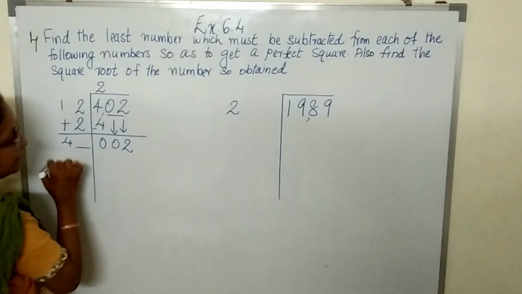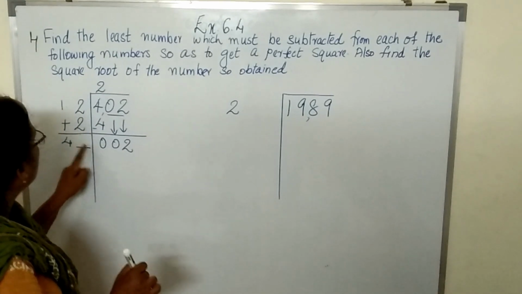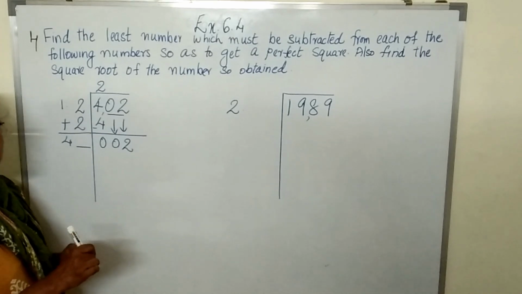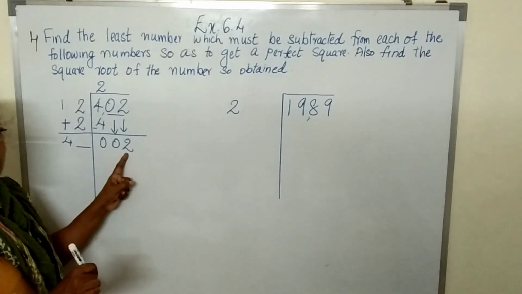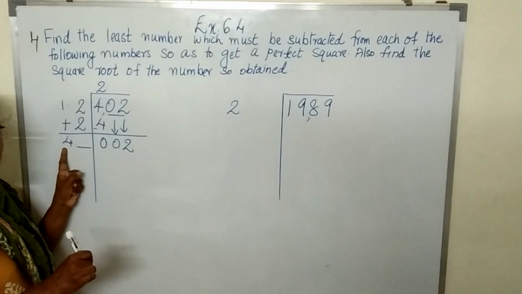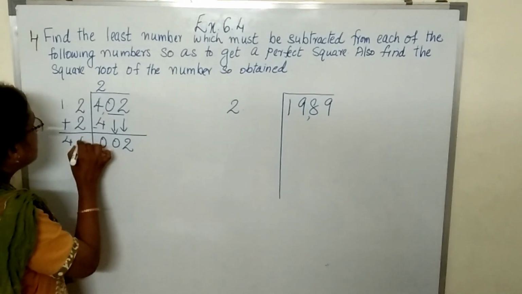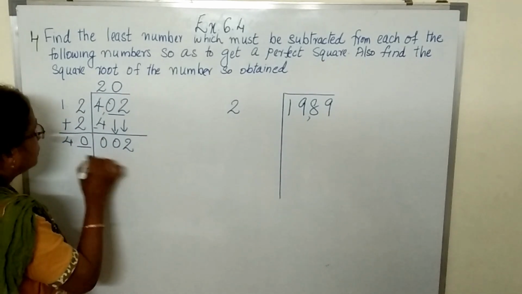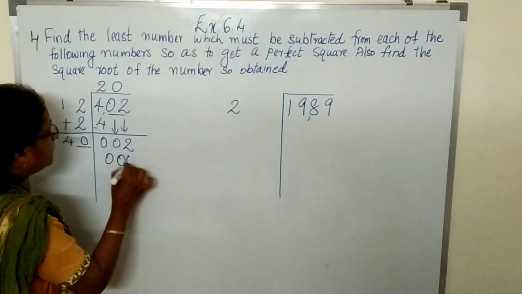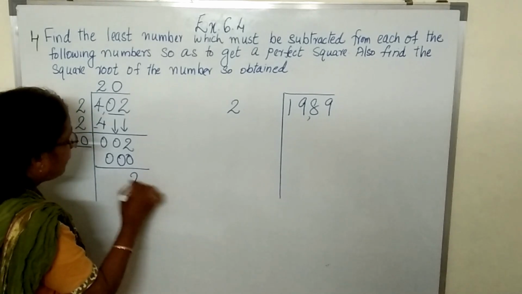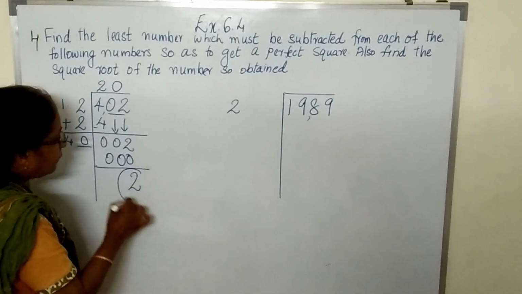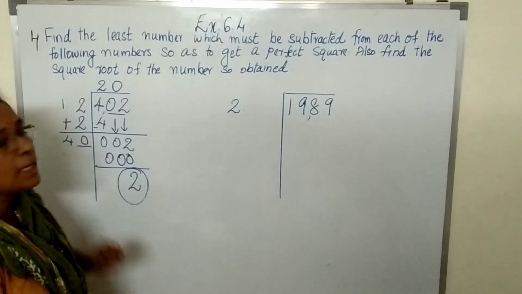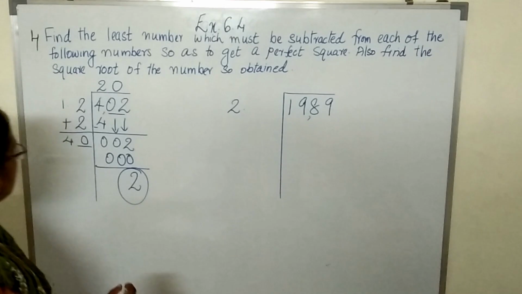By writing a number next to 4, when you multiply, you should get this number. Is it possible? Not possible, because 2 is less than 4. So what we can do is put 0. So here also 0. So 40 into 0 is 0. So you got a remainder 2. That means if you remove this 2 from this number, you will get a perfect square. So what will be that number?